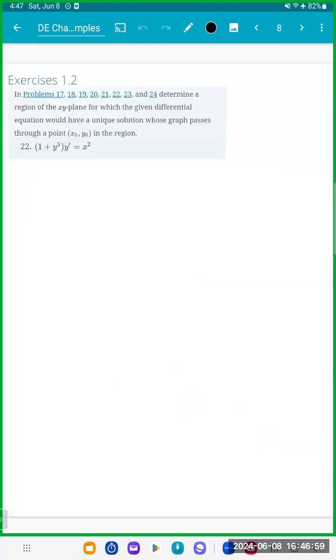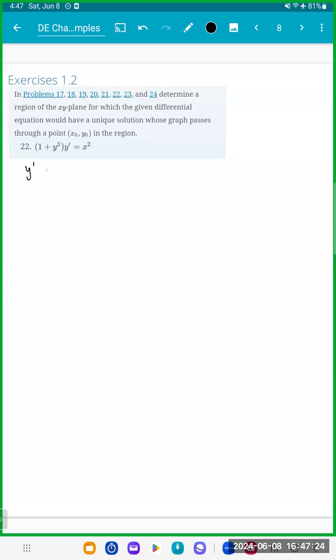This next problem is also out of section 2, and it could be similar to problems 17 to 24. The one we're going to look at is number 22. So the first thing I want to do is find our derivative. So this is y prime.